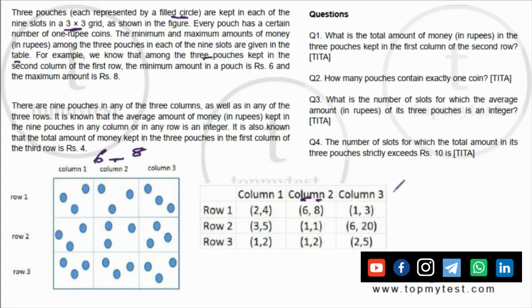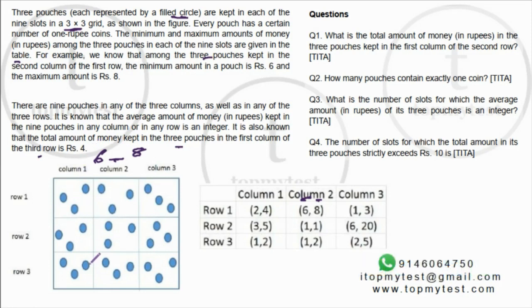It is also known that the total amount of money kept in the 3 pouches in the first column of the third row is rupees 4. First column of the third row is 4. So this total amount is 4 rupees here. And based on that, you have all these questions.